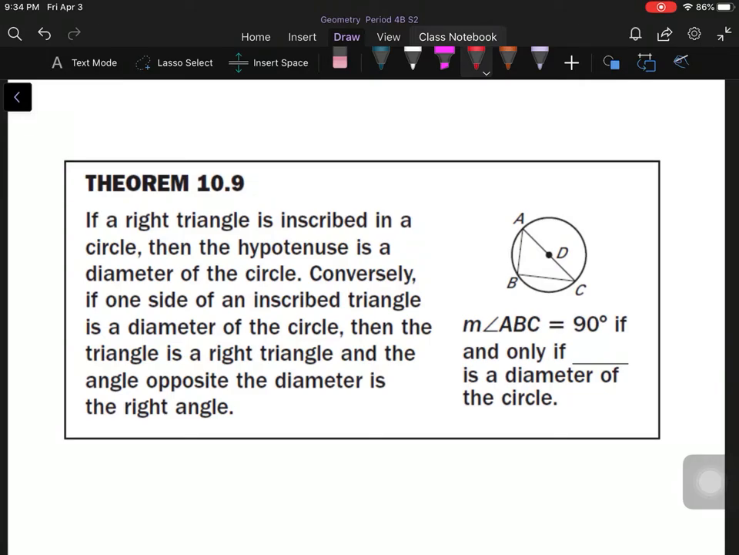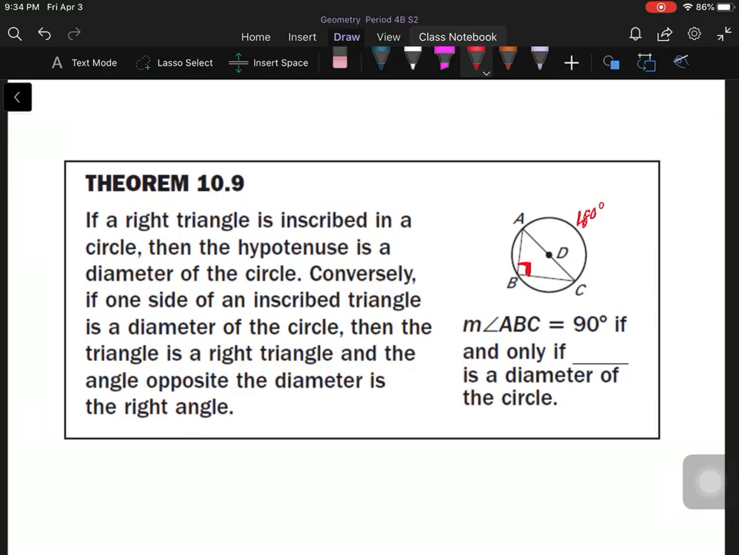Okay, theorem 10.9: if a right triangle is inscribed in a circle, then the hypotenuse is the diameter. The reason for that is if you have an inscribed angle and you double it, 90 doubled is 180 degrees. So if it's 180 degrees, then it has to be the diameter.